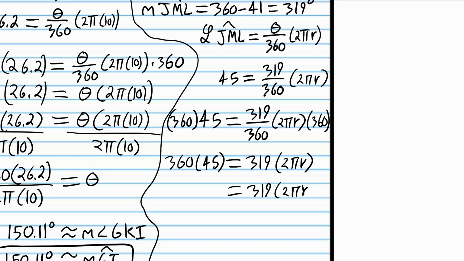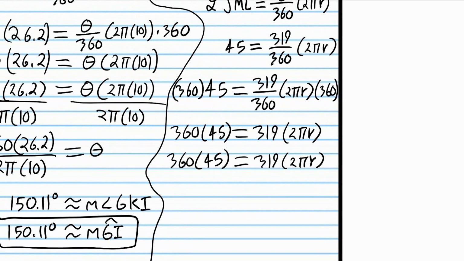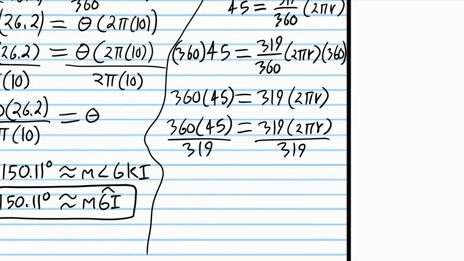And again, you don't have to show these steps. I know a lot of students are saying this is complicated. Well, not really. I mean, you don't have to show these steps. I'm just showing you so you're absolutely sure what's going on here, because if you're going to have trouble with these problems, it's going to be just entering the numbers into your calculator. So 2 pi r, which is what we're looking for, is equal to 360 times 45 divided by 319.